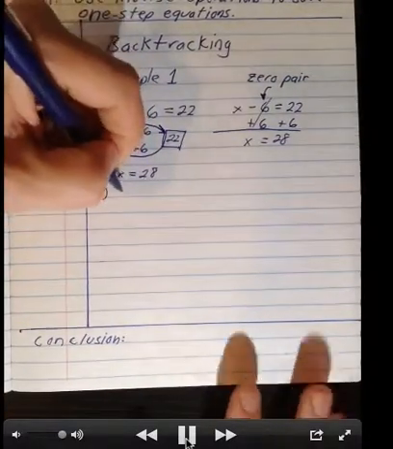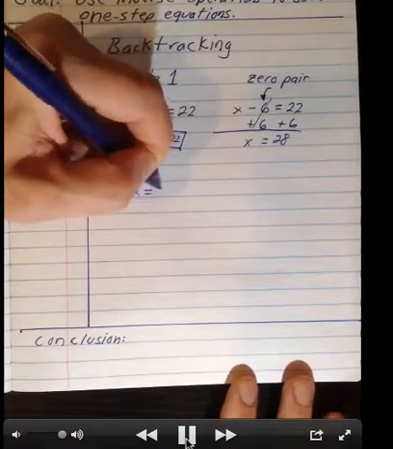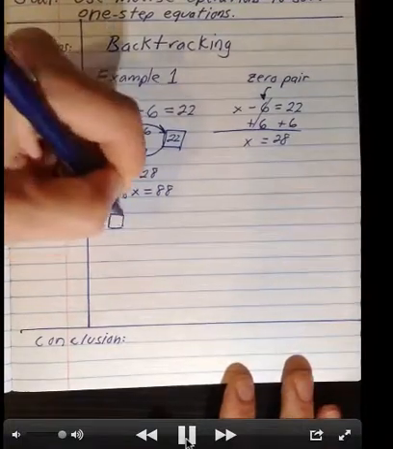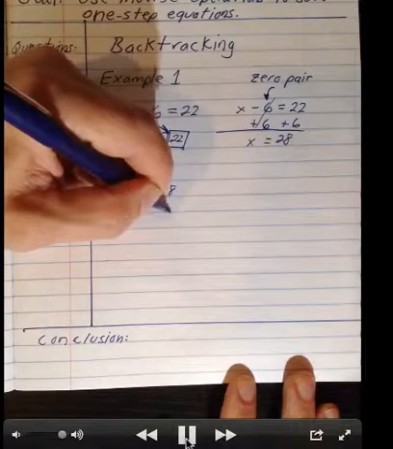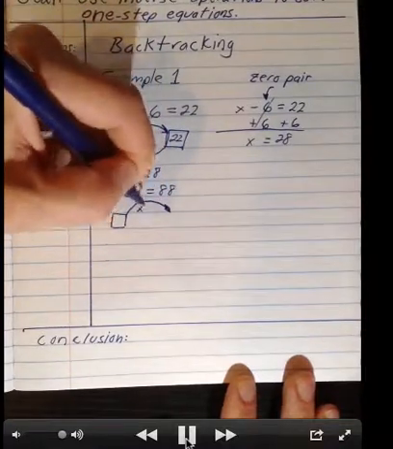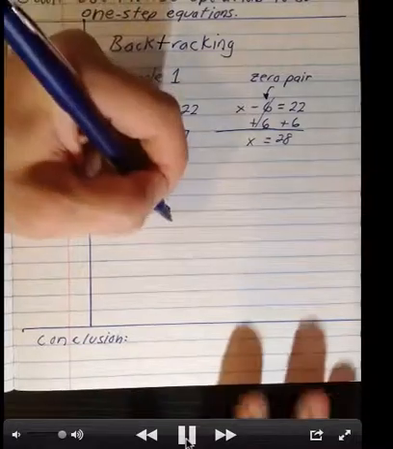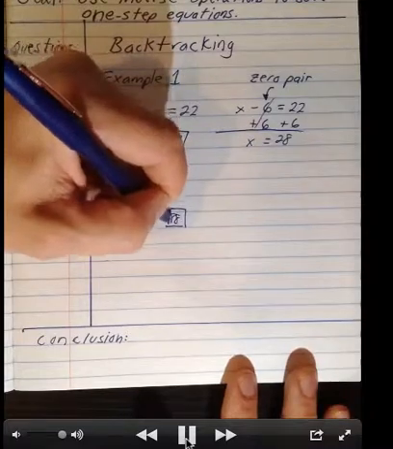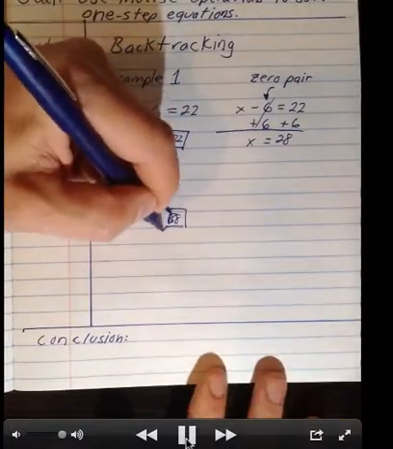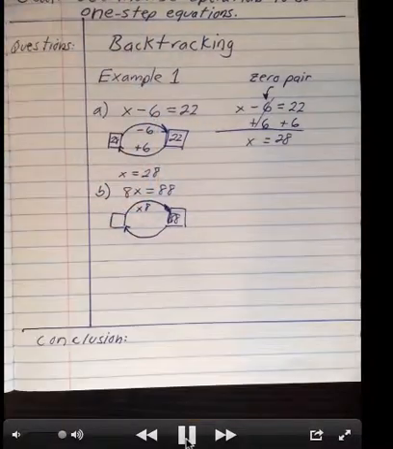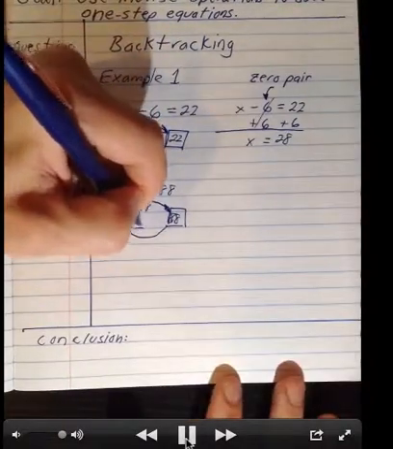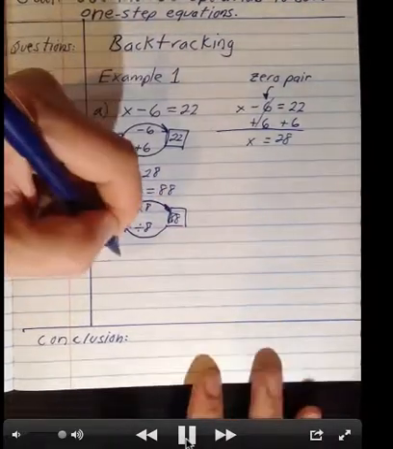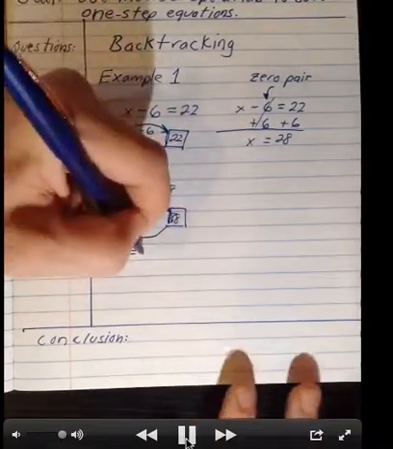Example 1b is 8x equals 88. So there was a number that's represented by that box. It was multiplied by 8, and it became 88. So we backtrack. And the opposite of multiplying by 8 is dividing by 8. 88 divided by 8 is 11. So x is equal to 11.